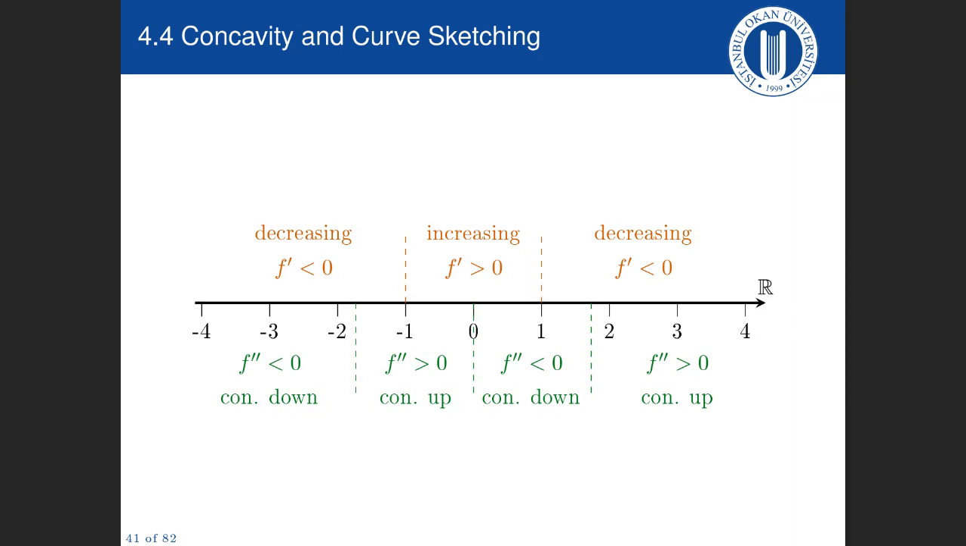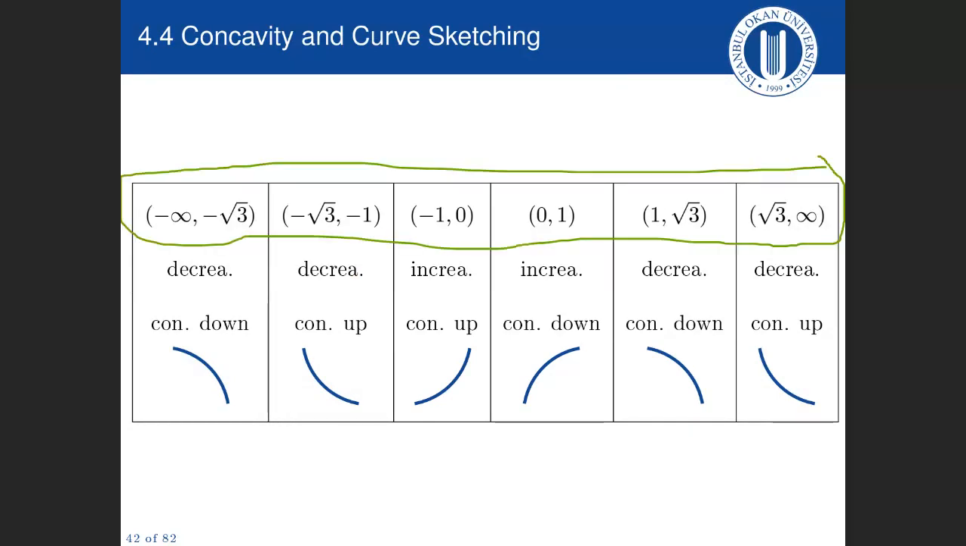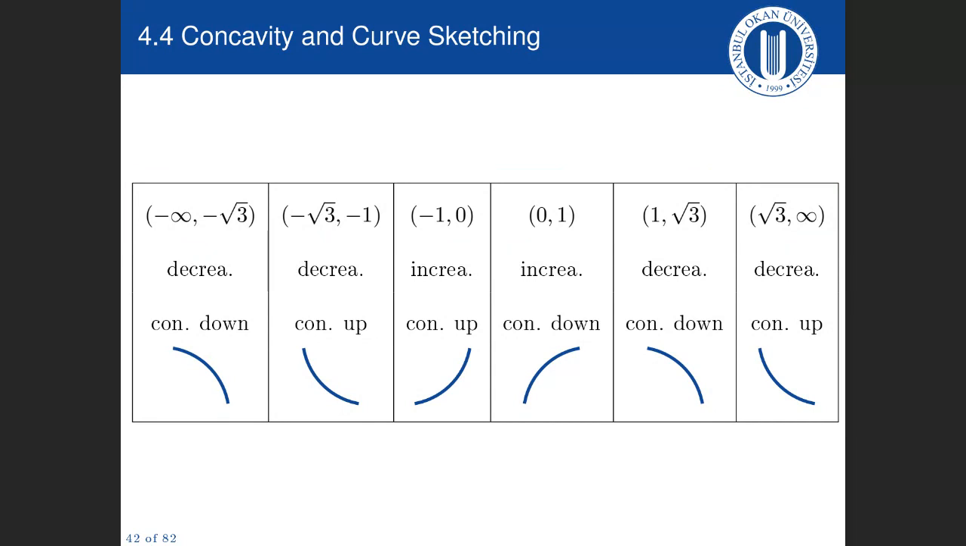Let's put all of this information in a table. Here are our 6 subintervals. And on each one of these, we know whether the function is decreasing or increasing, and we know if the function is concave down or concave up.